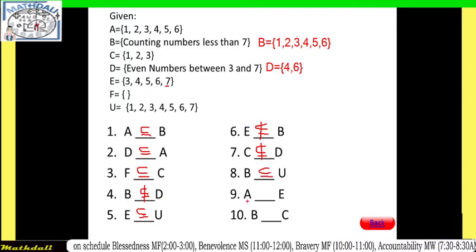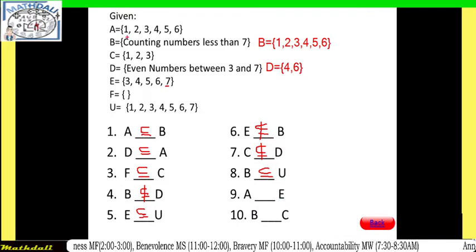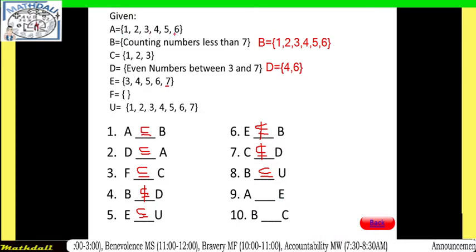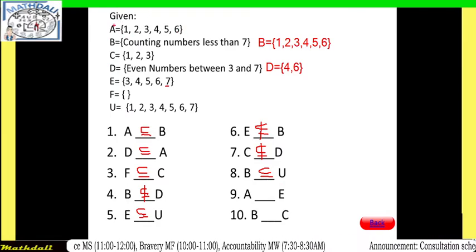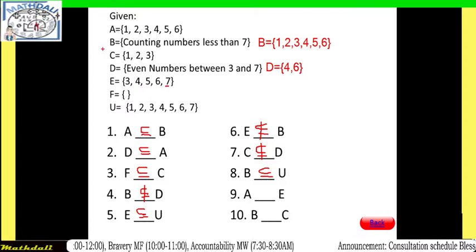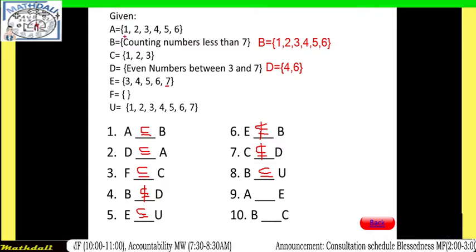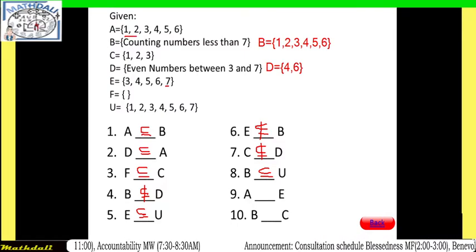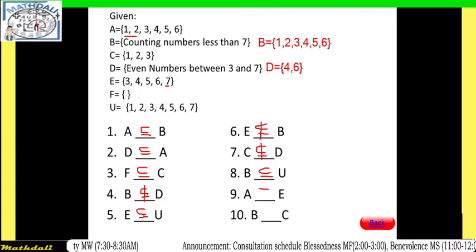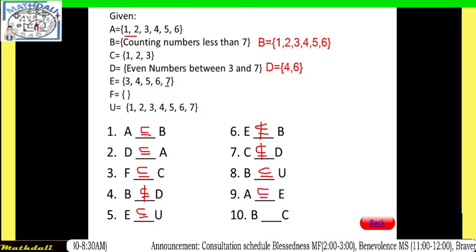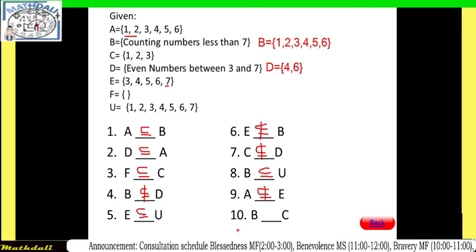Okay, next, number 9. Set A and set E. Ang set A natin, 1, 2, 3, 4, 5, and 6. Lahat ba ng element meron tong si set A ay matatagpuan din sa set E? Definitely not, because yung 1 and 2 ay hindi makikita sa set E. So definitely this is not a subset. So not a subset.